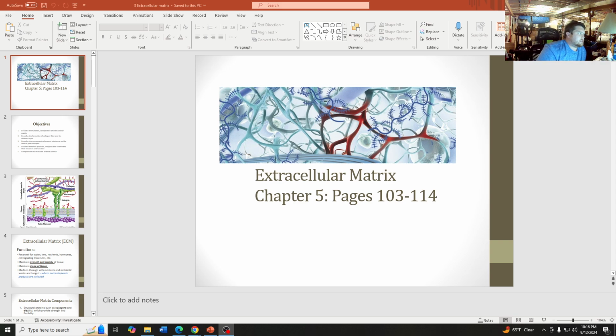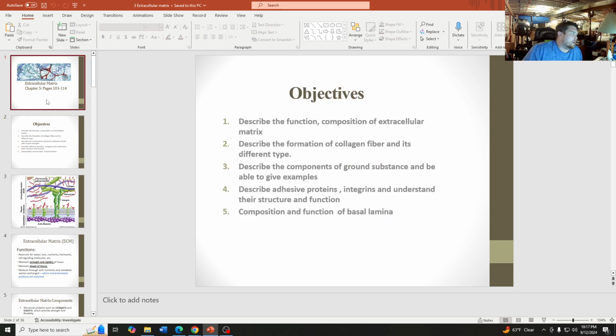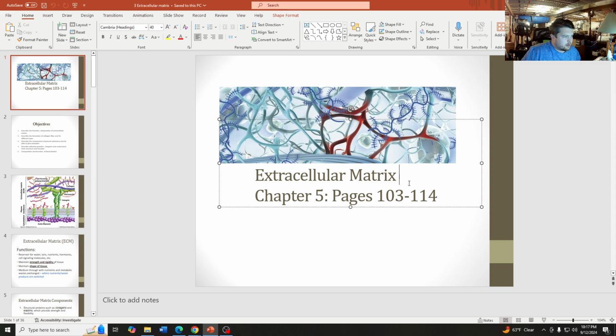The Lecture 3 series, or kind of week 3 of this type of material: Extracellular Matrix. This is Chapter 5 in the textbook, if you're reading the textbook. We're talking about the Extracellular Matrix, aka the ECM.